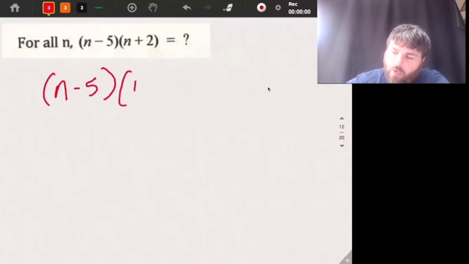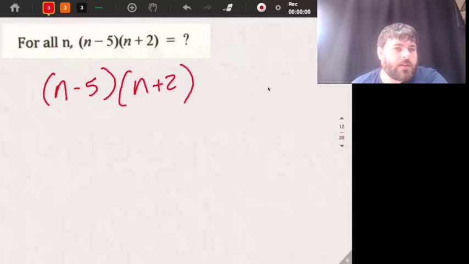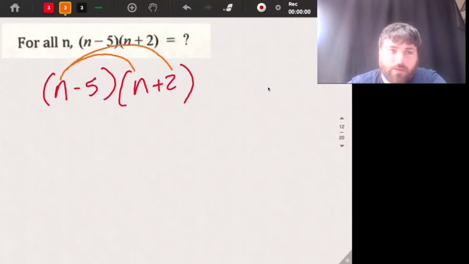Some people might say FOIL. You're absolutely correct. Some people might say distribute. You're absolutely correct. Some people might say multiply. These are all correct. So what we're going to do here is take the very first term, this n, and we are going to distribute. Now what do we do when we distribute? We multiply. Okay, so this n times n is n squared.